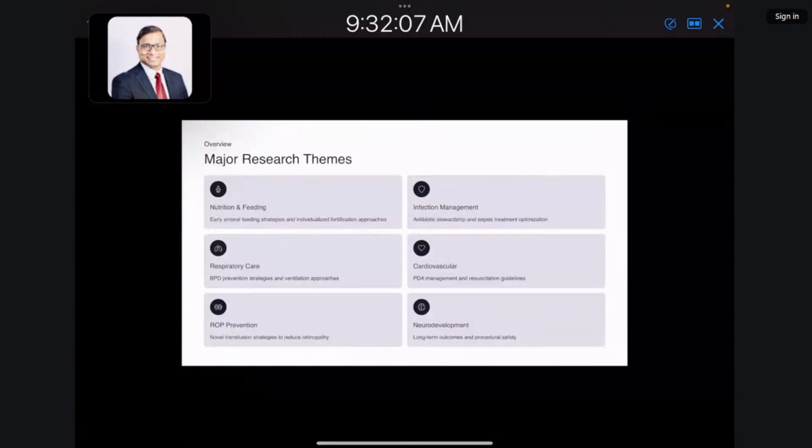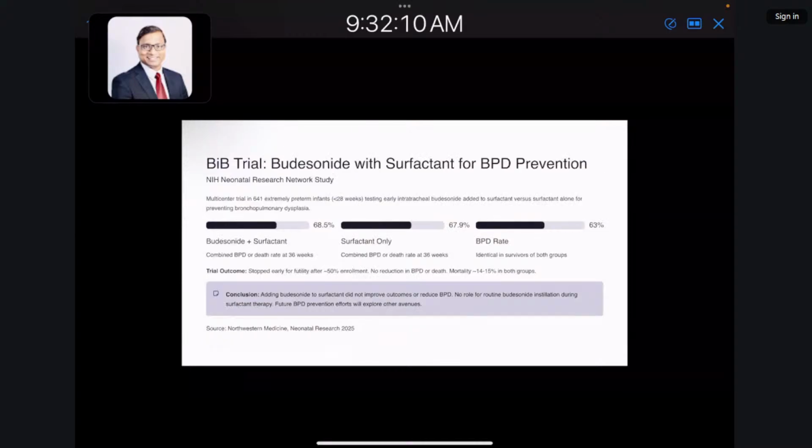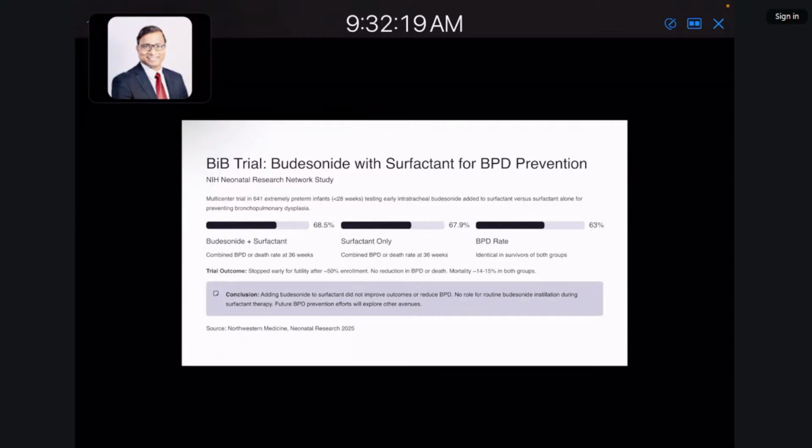Coming to the postnatal care interventions, starting with the respiratory system. The budesonide in babies, that is the BiB trial, was a multicentric randomized clinical trial that showed that early intratracheal budesonide added to surfactant did not reduce bronchopulmonary dysplasia or death at 36 weeks of postmenstrual age compared to surfactant alone. This trial was stopped early for futility and showed similar rates of the primary outcome in both groups.